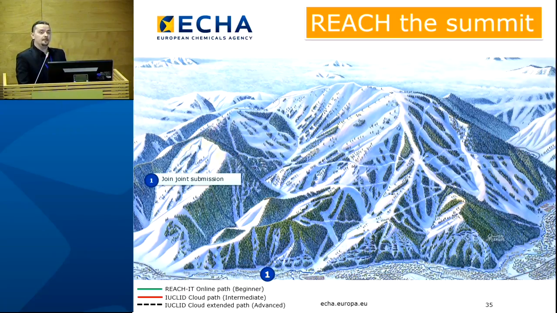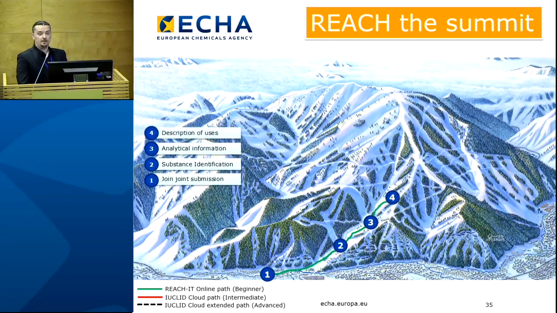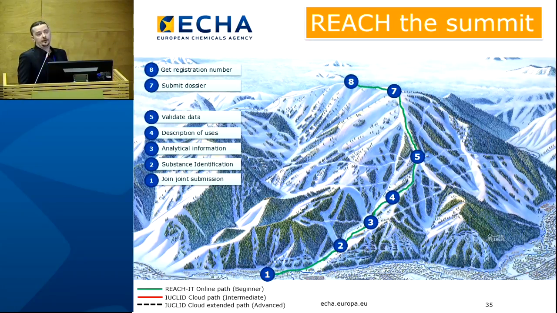Now, the part for the beginner will start from the bottom of the mountain by joining a joint submission. You're going to follow up the easy part by, in the REACH IT online, defining your substance identity. After the substance identity, you will define your analytical information. You will describe your uses. You will validate your data. And then at some point, you're going to submit the dossier. And then in the end, you're going to have a registration number. So this is a quite simple part, and you will be using the REACH IT online.